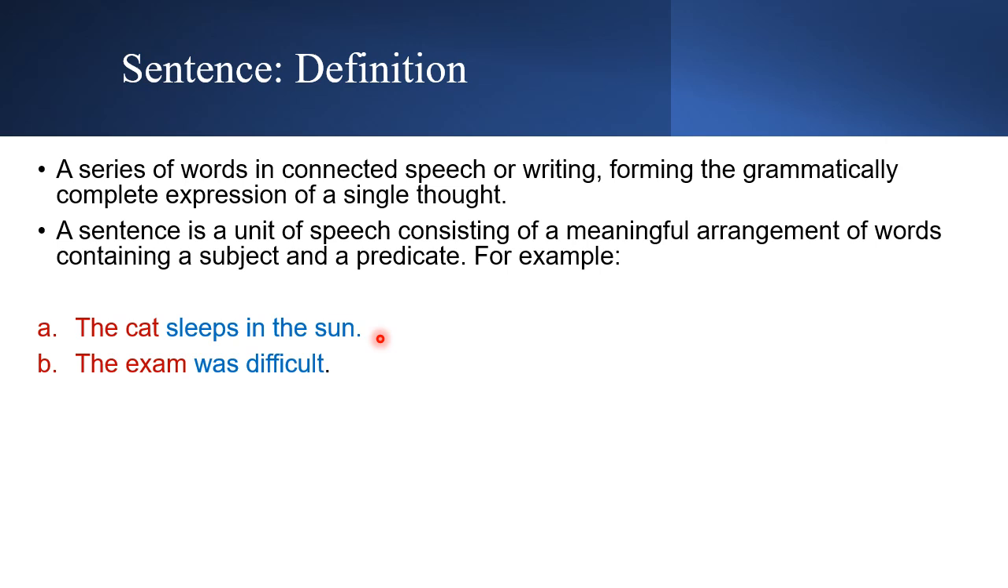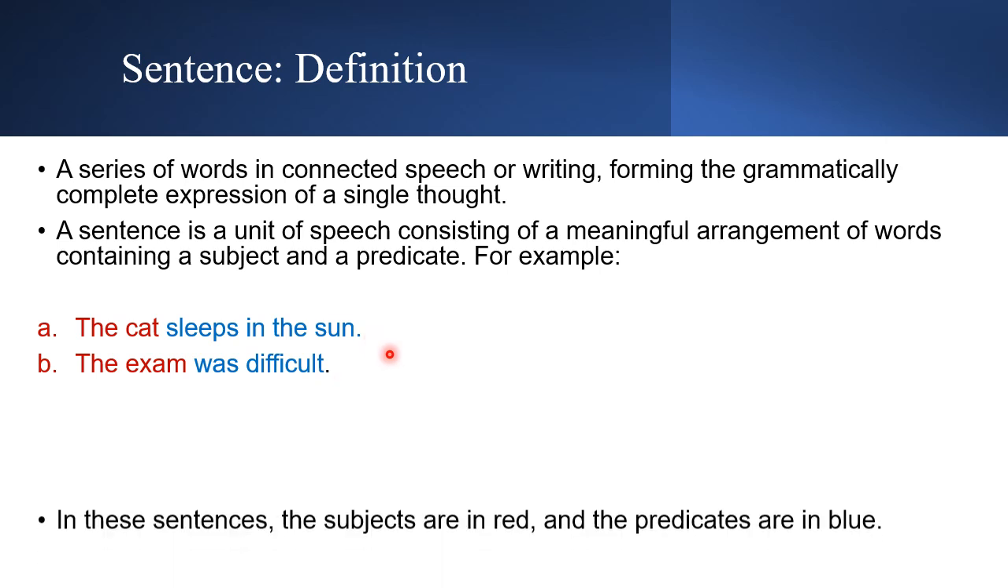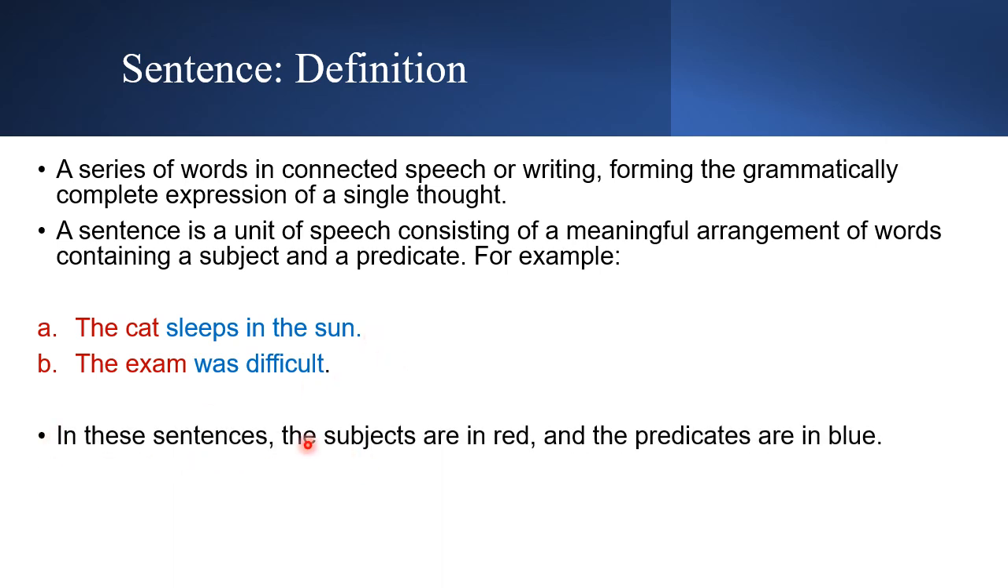Now, these are two complete sentences, and they give us complete sense. The cat sleeps in the sun. We don't need any further information because it is complete information. And the exam was difficult. It tells us about a thought, and that is a complete thought. So, to sum up, a sentence is a meaningful arrangement of words that gives us a complete sense. In these sentences, the subjects are in red and the predicates are in blue.